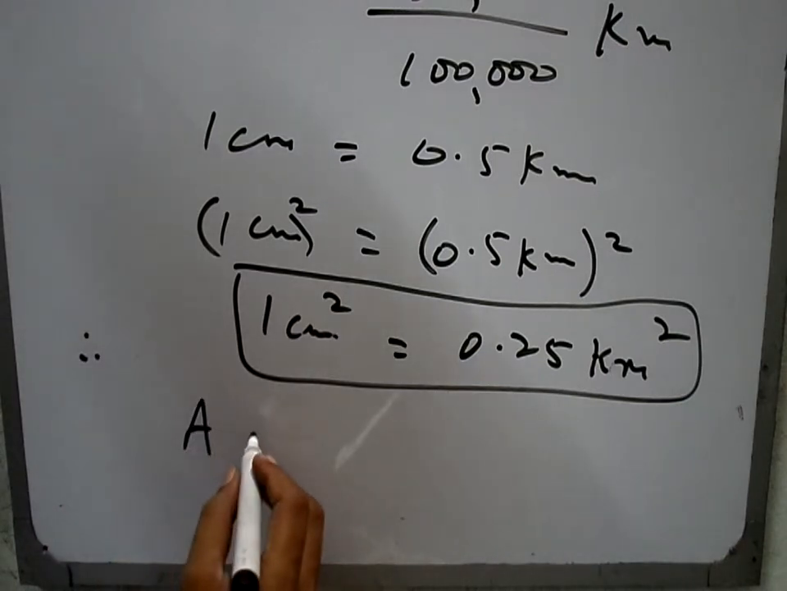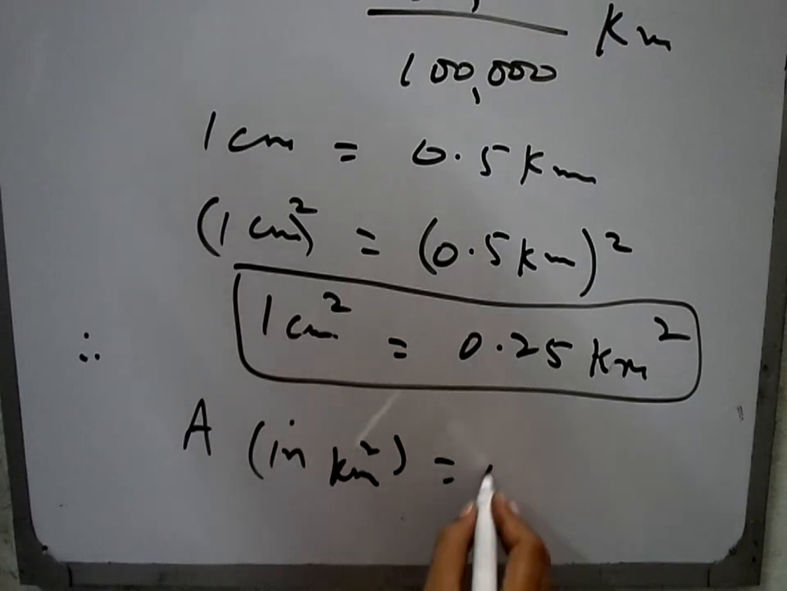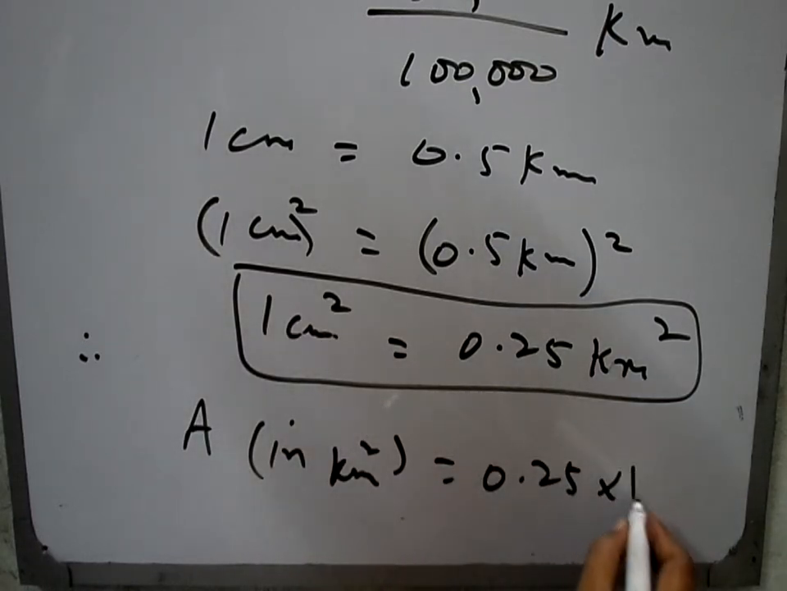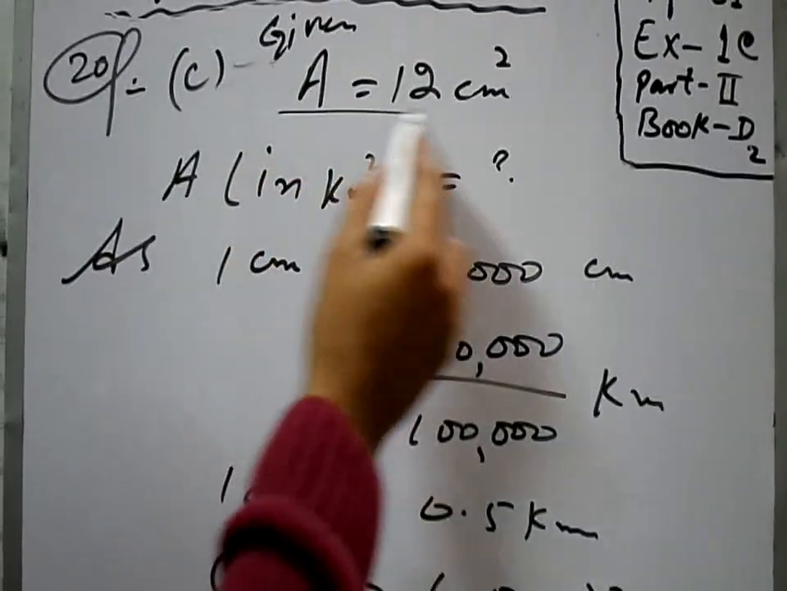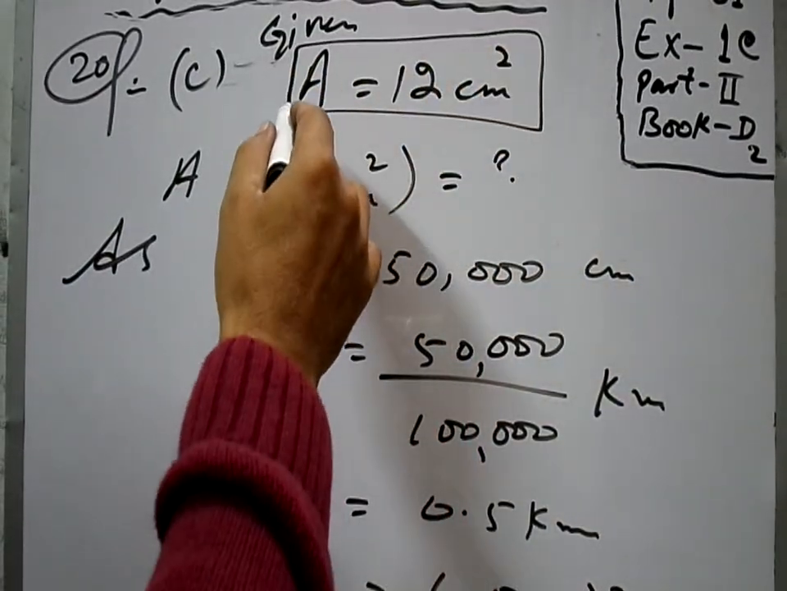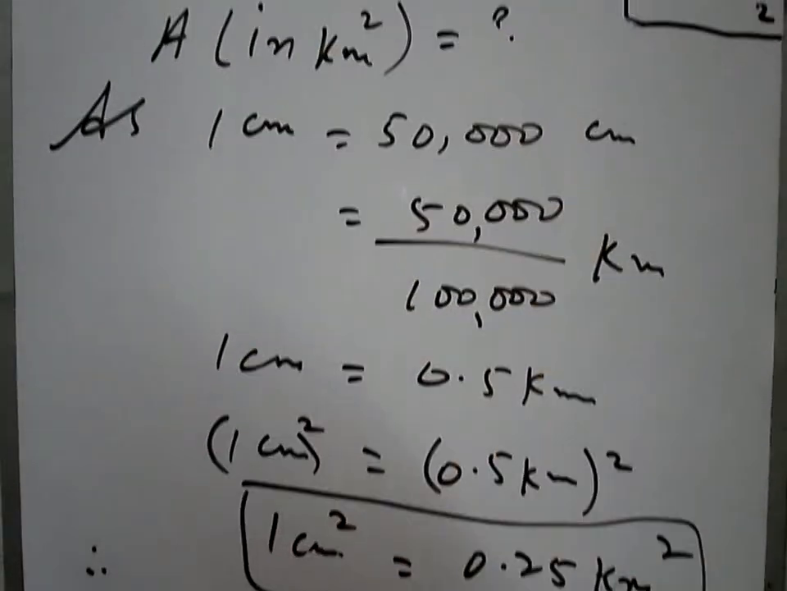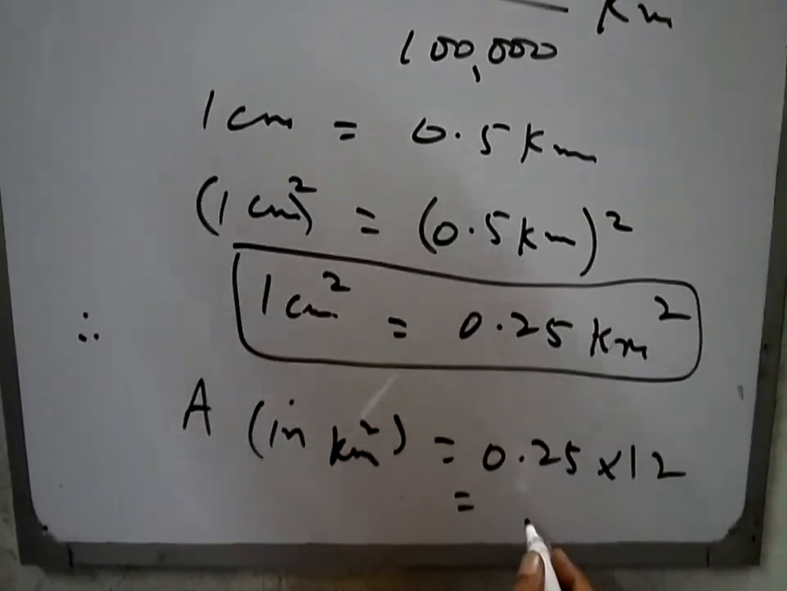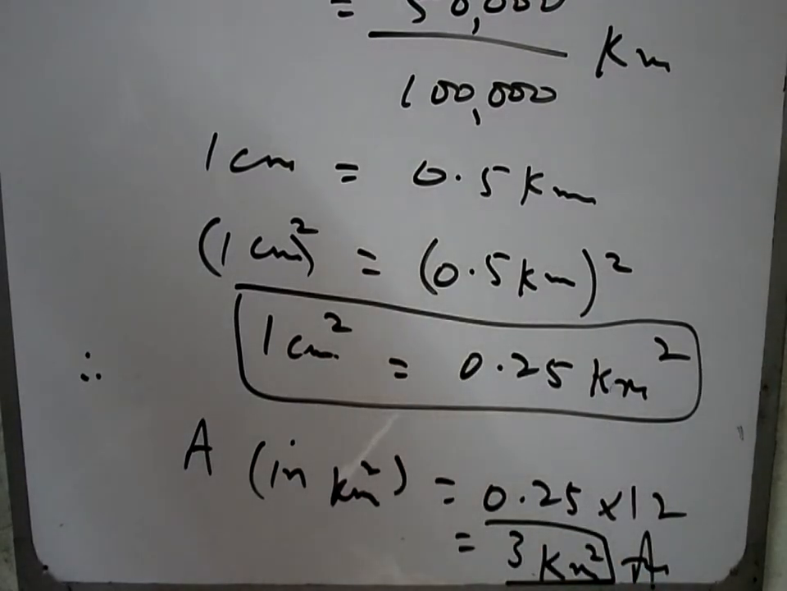So therefore area in kilometer square, no problem, 0.25 multiplied by 12, because we have to say that area is 12 centimeters square. How much is in kilometer square? So no problem, multiplied with 12, so you will get 3 kilometer square. So that is your result.